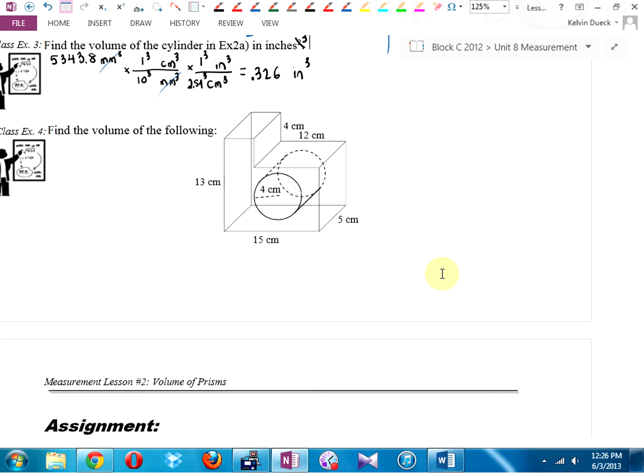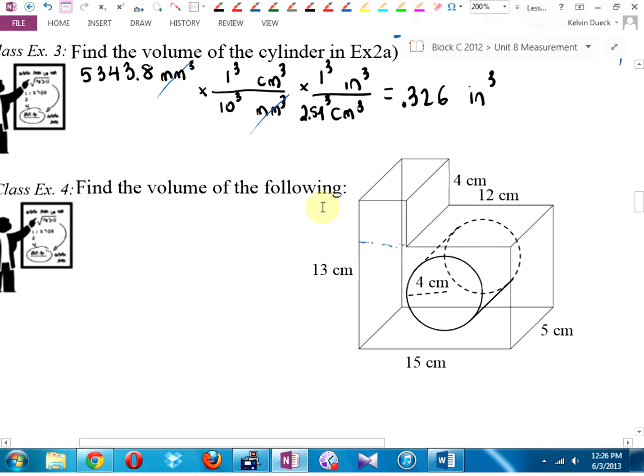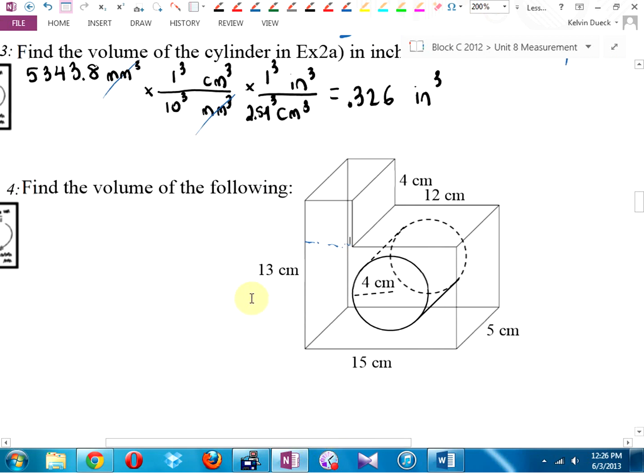You're saying I can break this up? In fact, I think what I would do is add a dotted line right there. Let me zoom in. And I would call this guy here volume 1. I would call this guy here volume 2. That's the box on the bottom. And I would call the cylinder, take a guess.